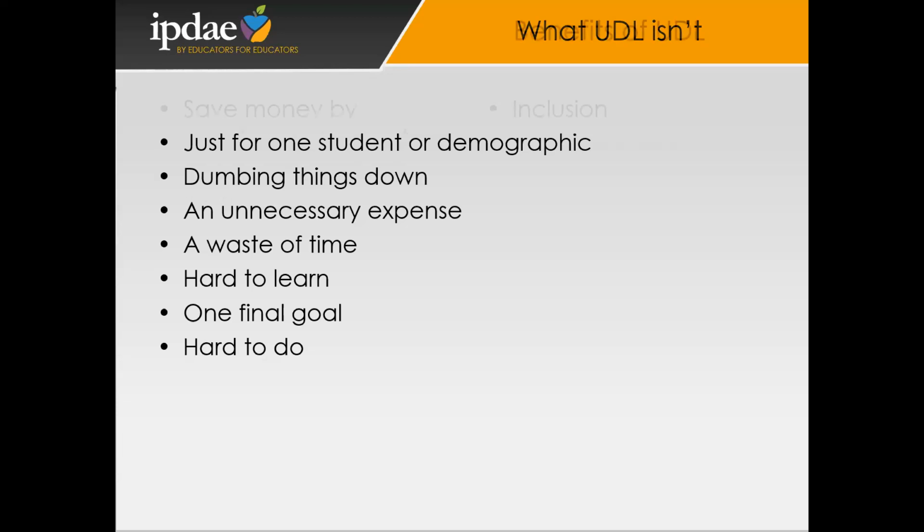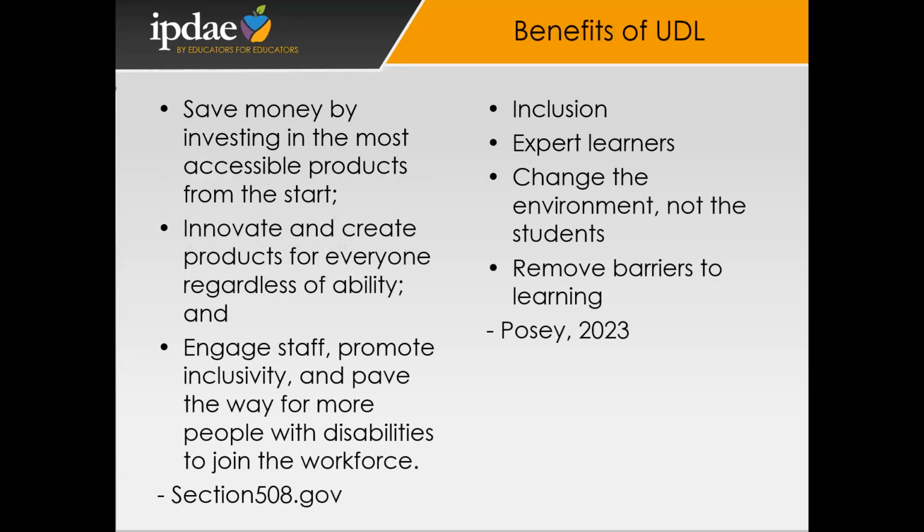Okay? So some of the benefits of UDL, and on the left are some things from section 508.gov, which again, most of us think of as accessibility, but it also covers these ideas of universal design, right? And so some of the benefits at 508 are that we can save money actually doing this, right? It's because we invest in accessible products from the start, and we don't suddenly have to add those on later, right? It's in our planning, we account for those things that we may need to do for our learners ahead of time, right? It allows us to innovate, to do new things, because we challenge ourselves to account for as many learning characteristics as possible, right? And create products for everyone, regardless of their ability levels, okay?